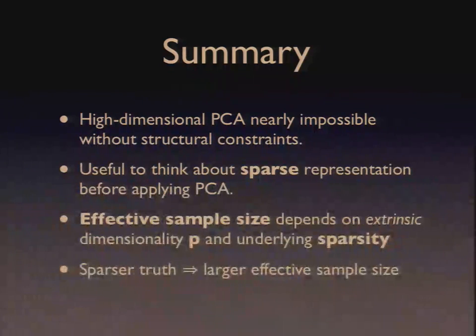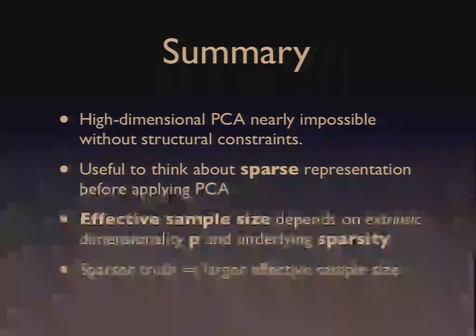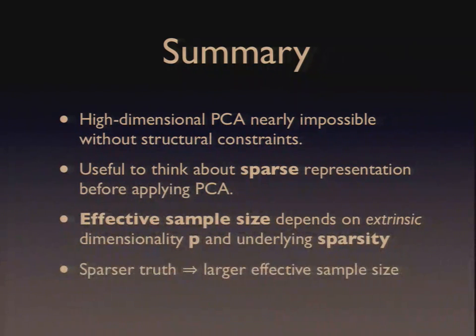Okay, so this is the end of my talk. What I've hoped to show you is that in high dimensions, PCA is nearly impossible without structural constraints. But it can be possible if you employ sparsity constraints. So it's useful to think about sparse representations before applying PCA. Think about transforming your variables into some basis where there is a sparse representation of the signal you think might be there before applying PCA. In the sparse case, the effective sample size is not n, but it depends on the dimensionality of your problem p and also the underlying sparsity level. So if you have a signal that is truly sparse, then you have a larger effective sample size.